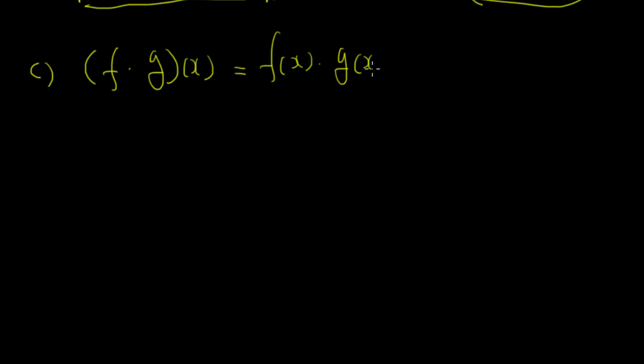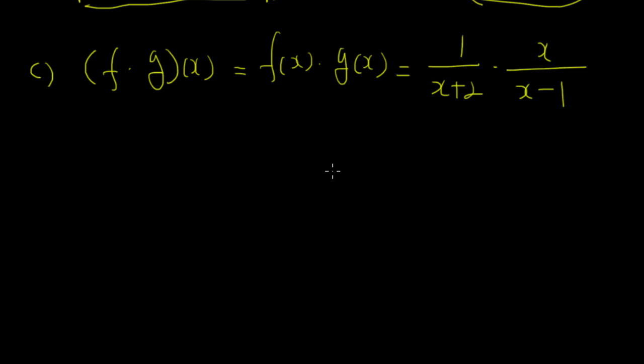Now we are going to do multiplication. Multiplication is f times g of x, so it'll be just f of x times g of x. This is very easy, much easier than addition or subtraction. Because what's f of x? It's 1 over x plus 2. What's g of x? x over x minus 1.